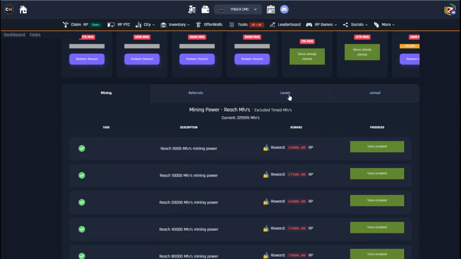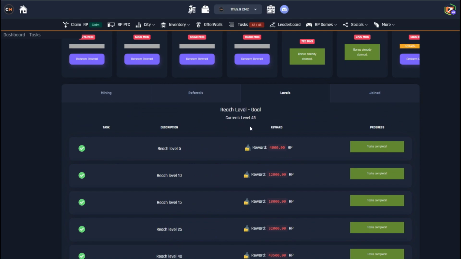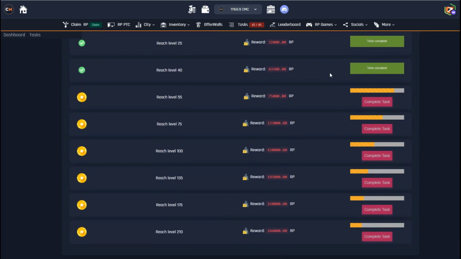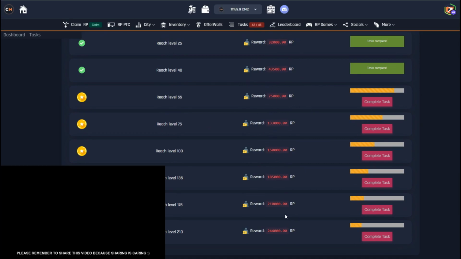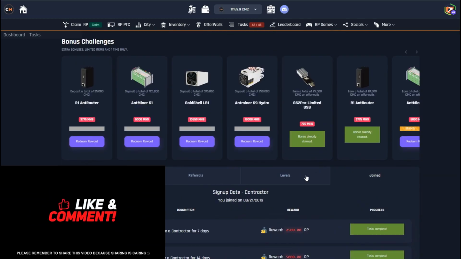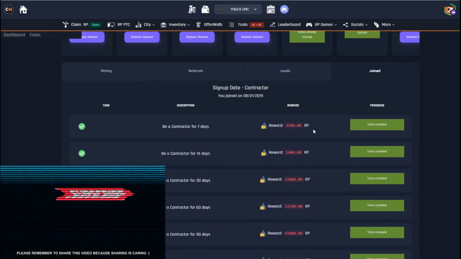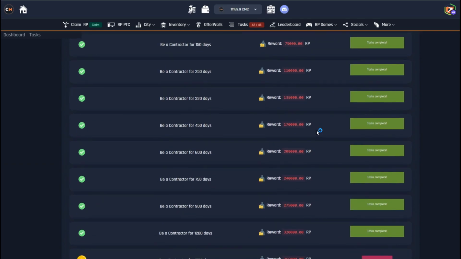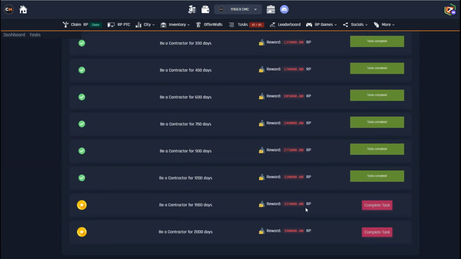You've got level tasks, so as you go through the levels, I'm at level 45. I think in the last video I was at level 44, so I've moved up 1 level. And as you go up through the levels, you can complete these tasks and earn reward points for that. And then you've got this, which is quite interesting. All this is about is essentially how long you have been on the platform, and you get rewarded for that.